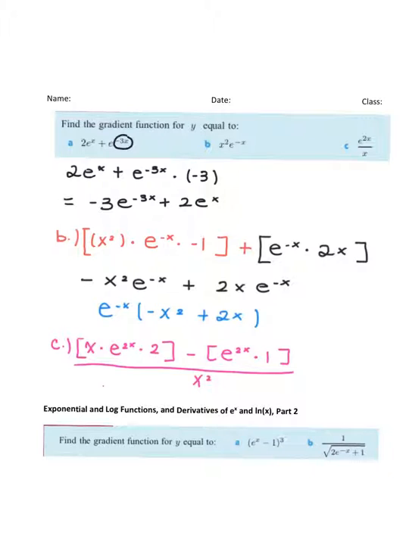So y prime equals 2x e to the 2x minus e to the 2x all over x squared. And then of course you can factor out an e to the 2x pretty easily, so we're going to go ahead and do that.